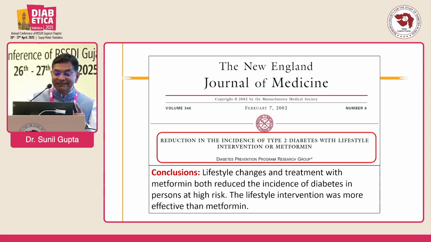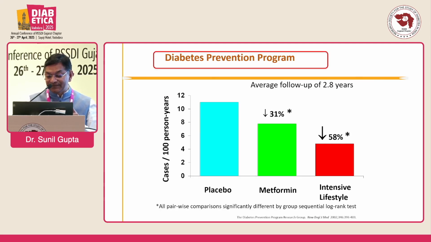The lifestyle intervention was more effective than metformin. So the risk reduction of development of diabetes was almost 60% with lifestyle modification in 3 years versus 31% with metformin. So the lifestyle modification is more effective than metformin.